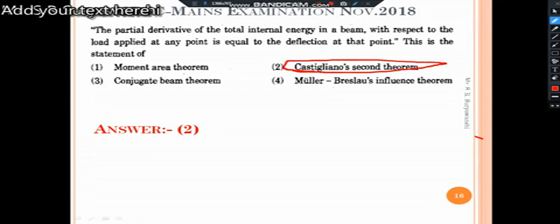Moment area, it is not the correct answer. Conjugate beam, it is not the correct option. Muller-Breslau, it is not the correct option. Castigliano's theorem, it deals with the strain energy method for the deflection. This is asked in November 2018.